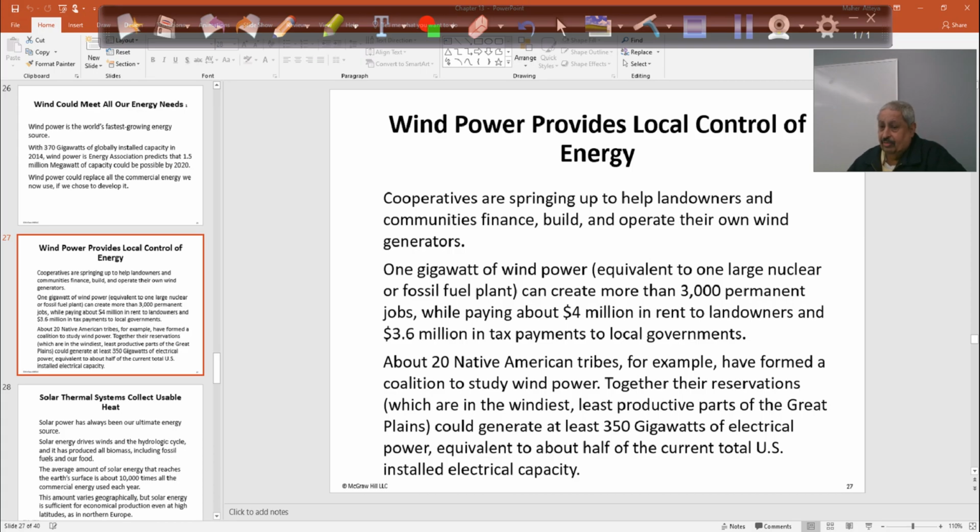Wind can create more than 3,000 permanent jobs, and I tell you this, that wind power has advantages. The local economy will increase, and the country's economy will increase, and it will give local governments extra money because they have to put taxes on selling this type of energy, and it's clean.